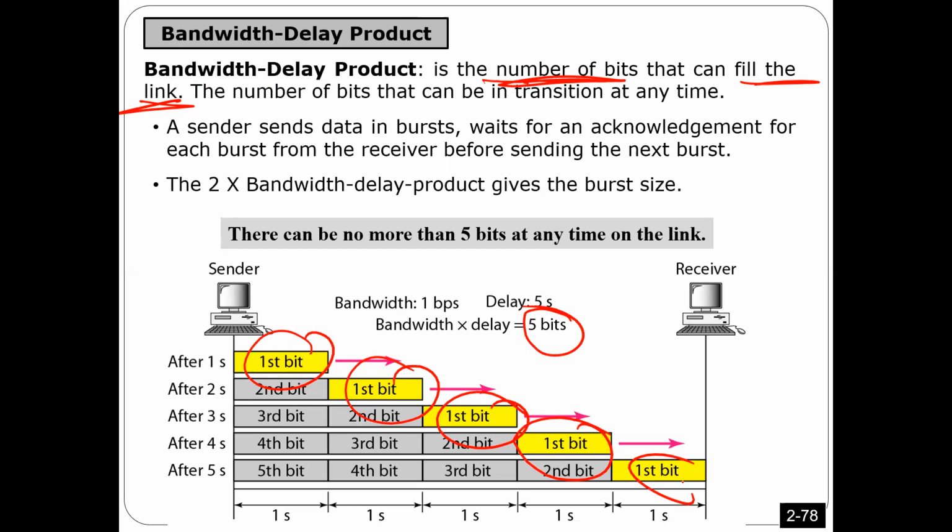After 1 more second, this one is going to get delivered, and then I'm going to insert a new one. You can think of it like a pipe. Into this pipe, I'm going to insert some bits. So at the same time, in this specific example, there may be 5 bits in the cable at the same time. So this is the meaning of it.